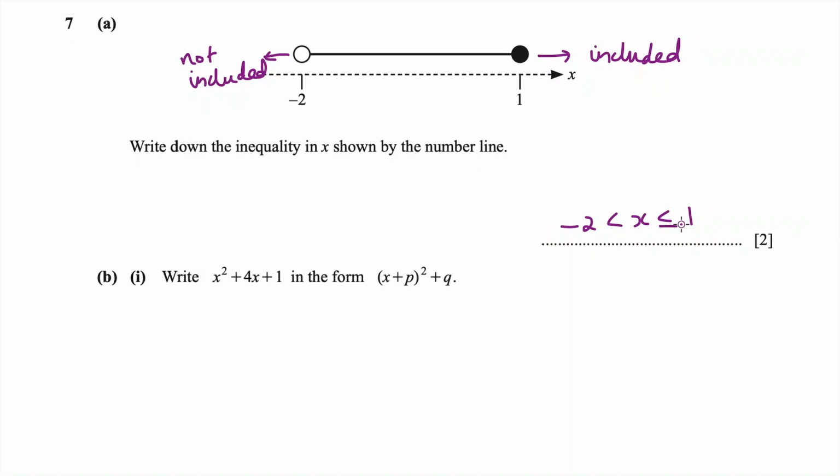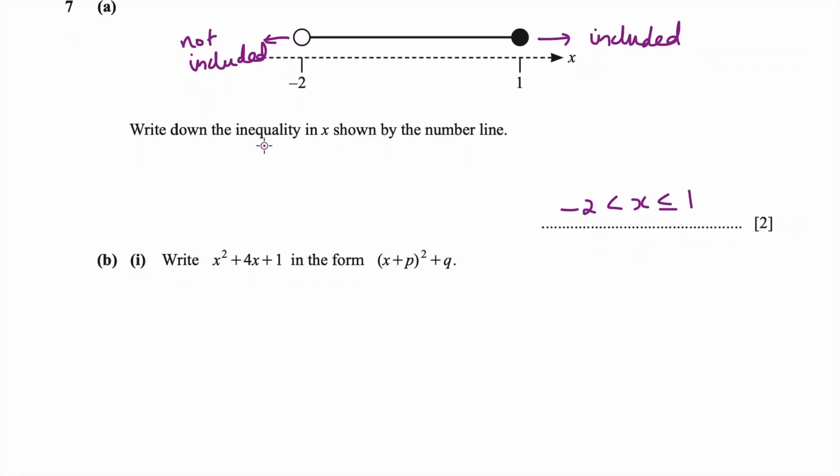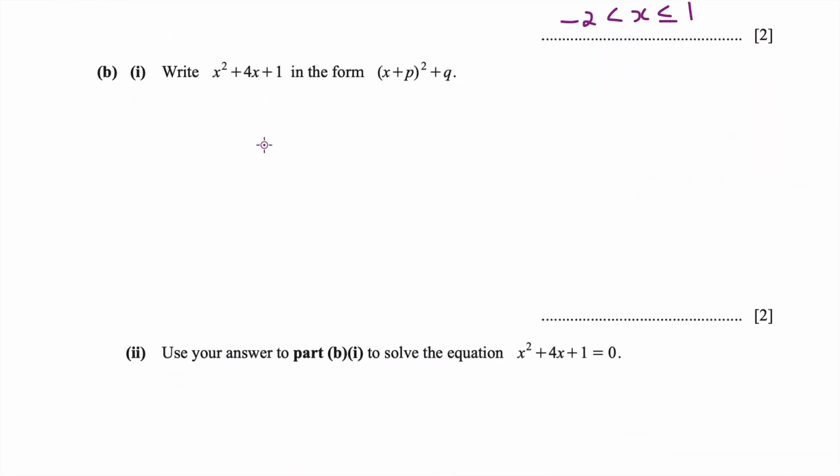But here minus 2 is excluded, so you should not write equal to. If you write equal to there, you will not get any marks, you will just simply get 0. So minus 2 less than x less than or equal to 1. Unshaded means it is not included, shaded means it is included. Okay, so B part.